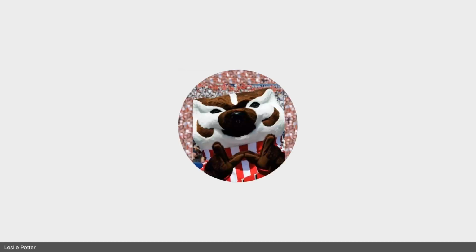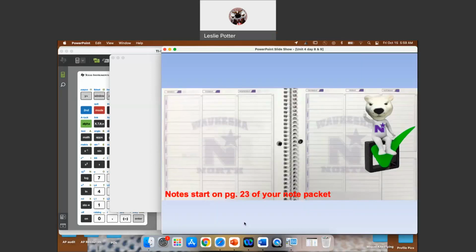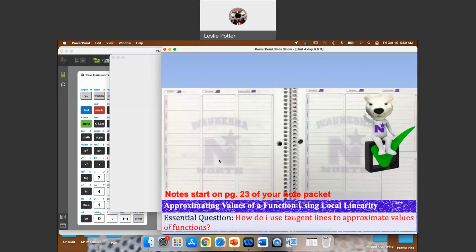These are the notes for Unit 4, day 8, and they start on page 23 of your packet. The focus for this note session is approximating values of a function using local linearity. If you picture a function that has some sort of curvature, but if we zoom really far in, it almost looks like a line.